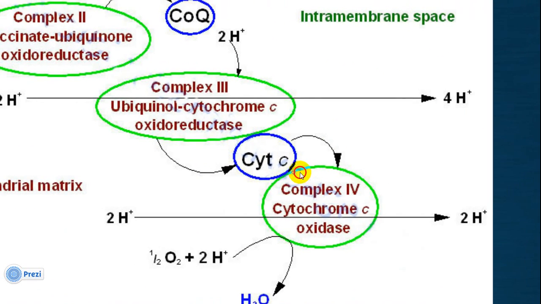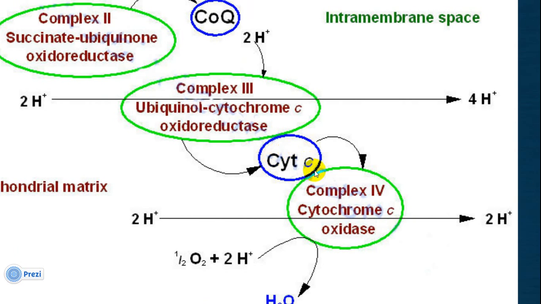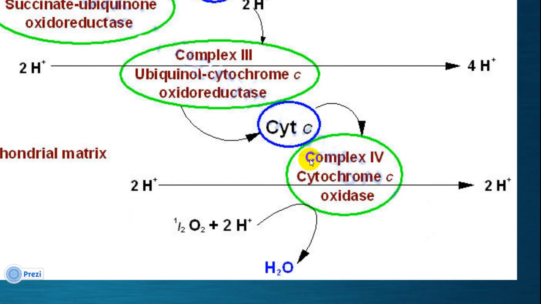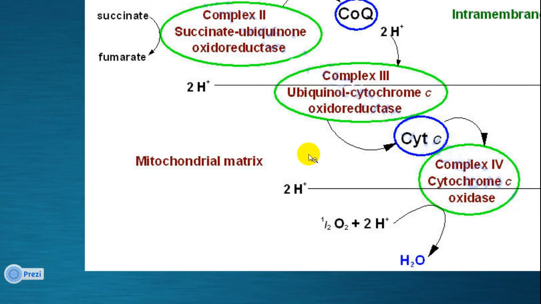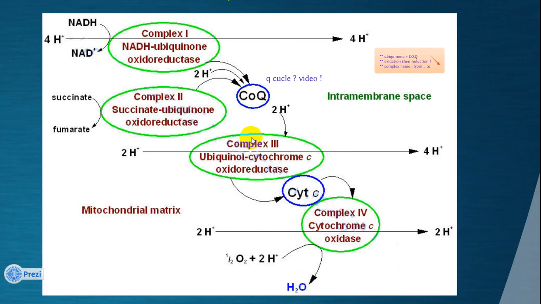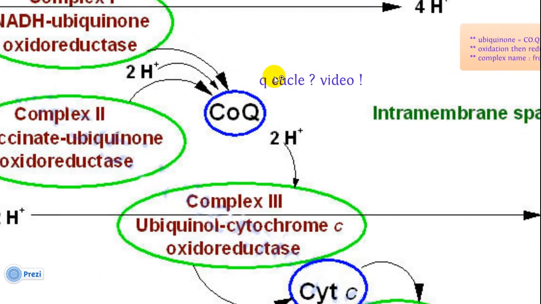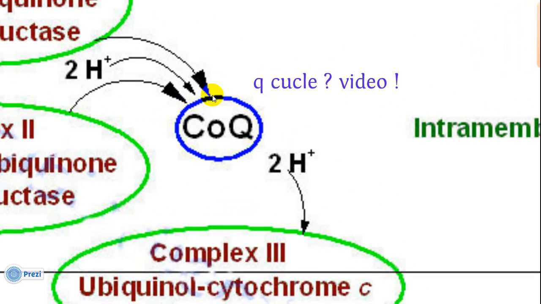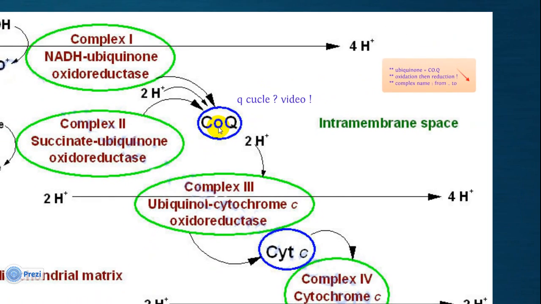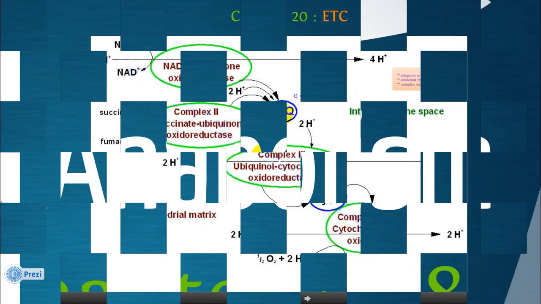Now the cytochrome C will move its electrons to complex 4. So see the name of this complex. It's cytochrome C oxidase, because it will move the electron from cytochrome C to the oxygen. Okay. Now I think this is all about this chapter. There is another thing. It's the Q cycle. I will give you a special video for this cycle.